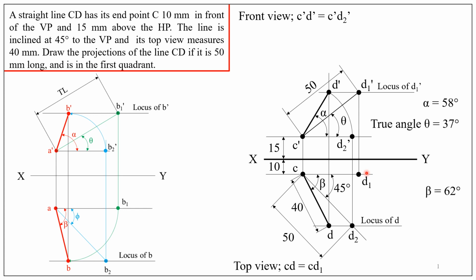So what we can do now is take CD1 as radius, fix C as center, and draw an arc. Definitely it will pass through D. If it passes through D, then the projection you have drawn is correct.